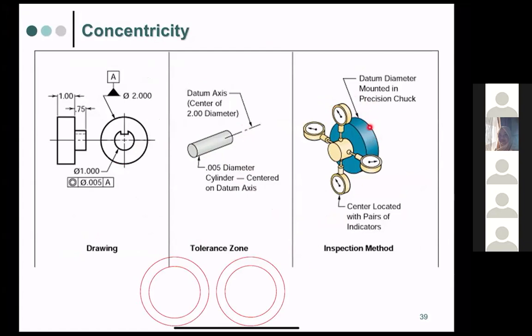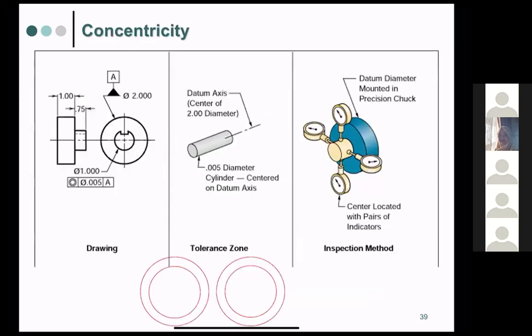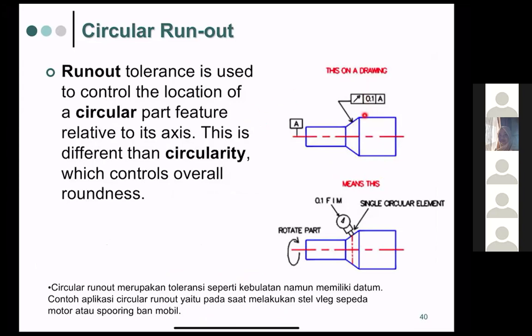Okay, and then this is how to measure, the inspection method and the tolerance zone, to check whether two parts are concentric. Okay, and then this is circular run out. This is called run out. So what is run out? Run out tolerance is used to control the location of the circular part's outside, because circularity actually controls the roundness, but run out is about, tilting, like it makes it, for example, larger. Okay, so this is called run out.